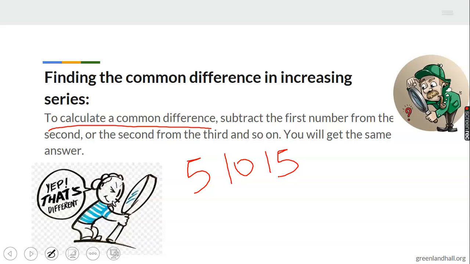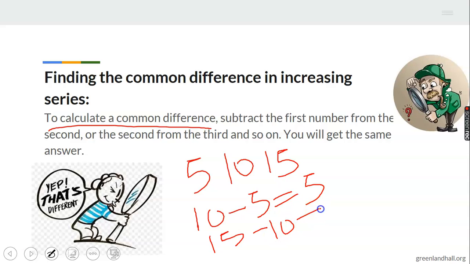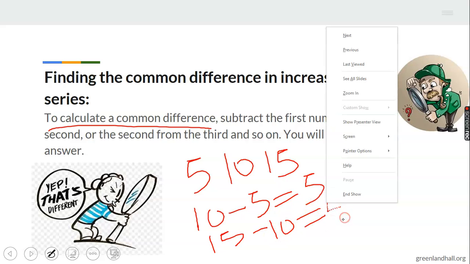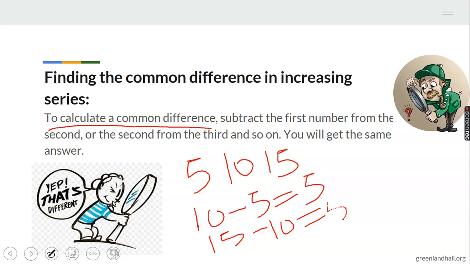Oh boy, beautiful, you got it. Now, the common difference here is 10 minus 5, that gives me what now? 5. Okay. 15, my third number, minus 10, that gives me what now? 5. So what is my common difference? My common difference here is 5, because the numbers are the same.